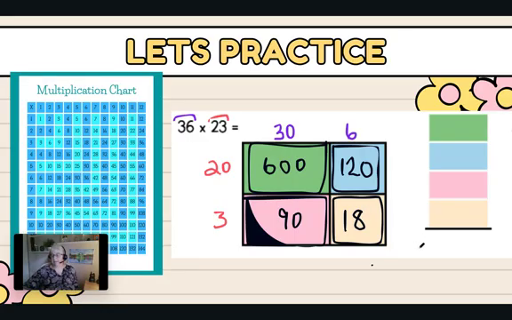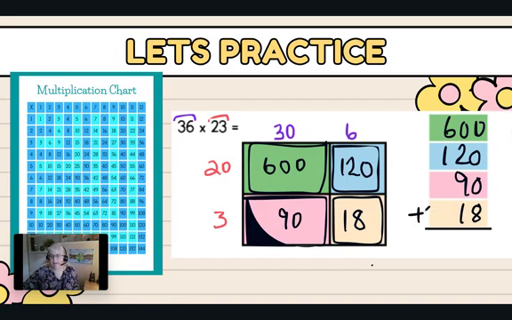All right, I'm done with all the multiplying I need to do. I'm going to add. So the green box is 600. I line things up as carefully as I can. The blue box is 120. The pink box is 90. And the yellow box is 18. Add all of this together.